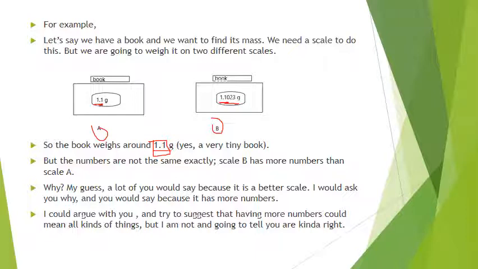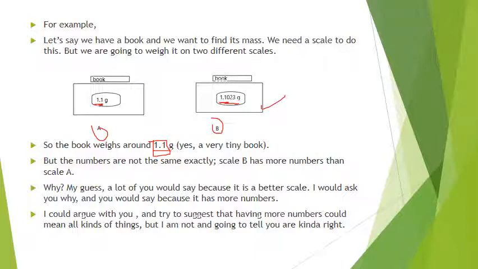B has more numbers than A. All right. Now, why is that? My guess is a lot of you would say it's because it's a better scale. And I would ask you why, and you would say because it has more numbers. Now, I could argue with you and suggest that having more numbers could mean all kinds of different things. This thing could just be giving fake numbers.